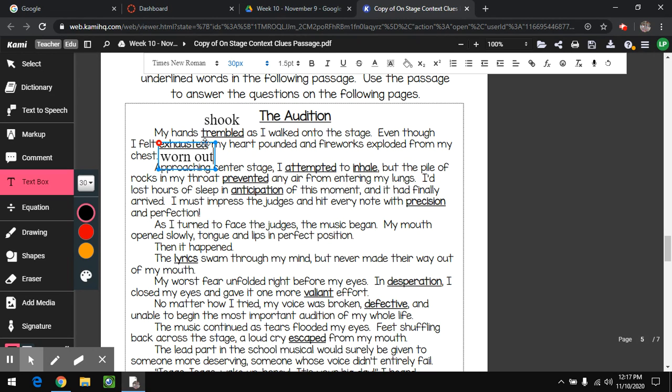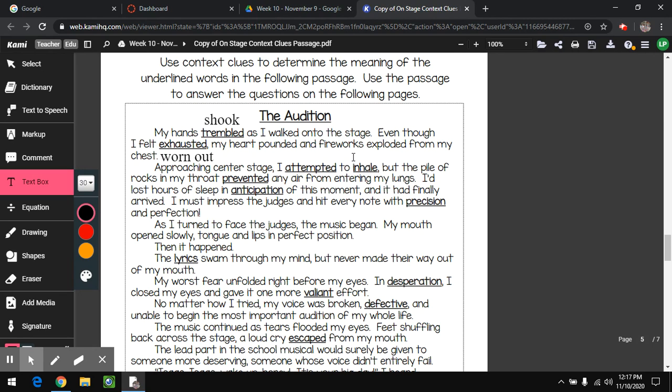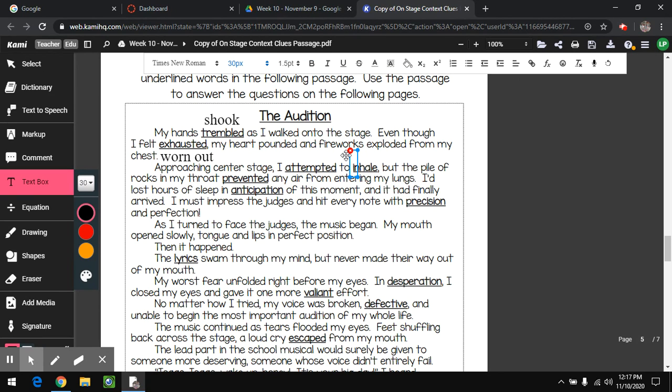So let's say that we look first at the word inhale. They attempted to inhale, but none of the air went into their lungs. So what were they doing if they attempted to inhale, but the air didn't go in? What does inhale mean? They tried to breathe in. Breathe in. And we can use the context of, but the air didn't enter my lungs, to know that inhale means that the air goes in. So that's going to be breathe in. Breathe is spelled B-R-E-A-T-H.